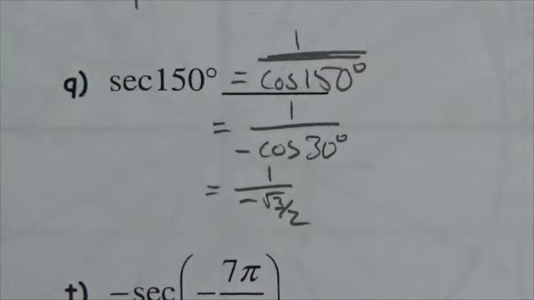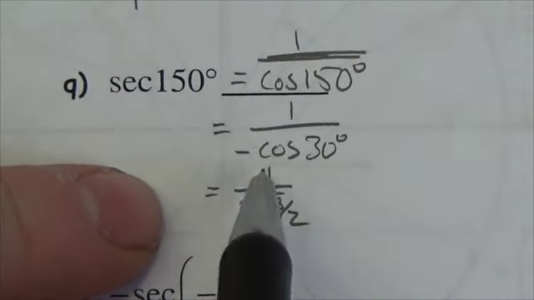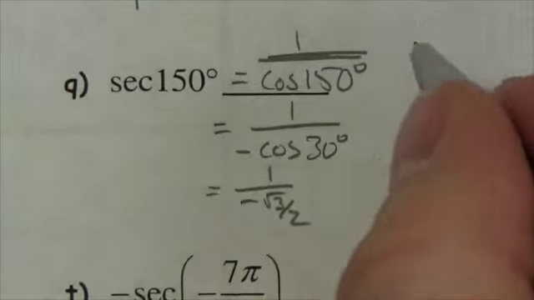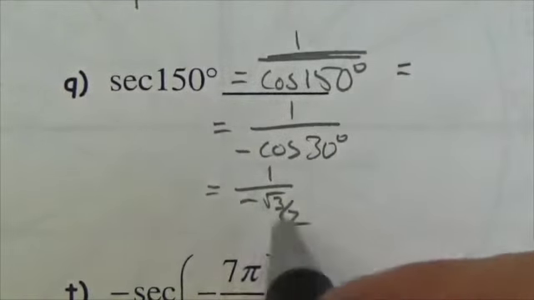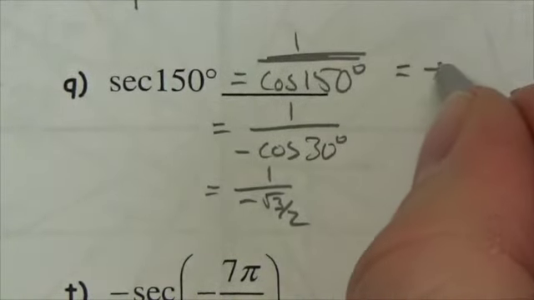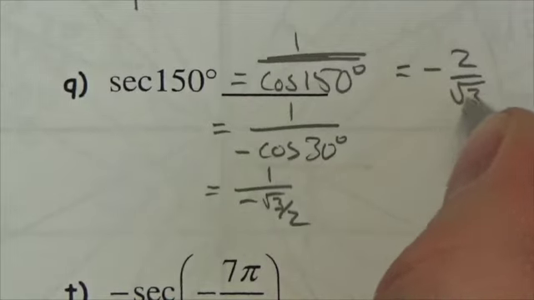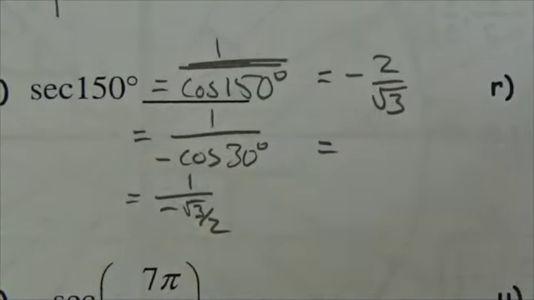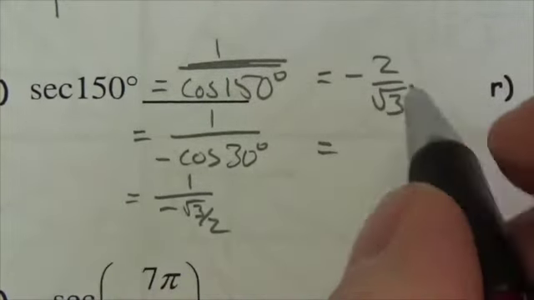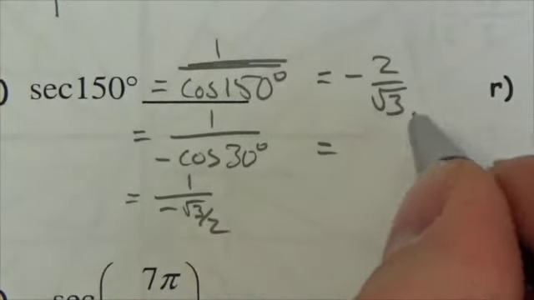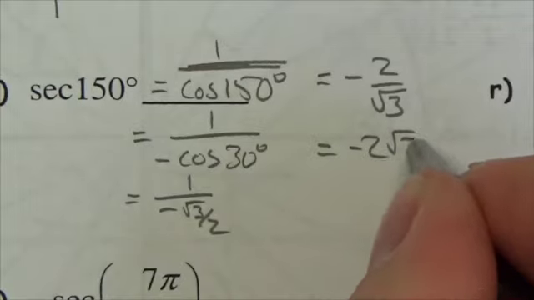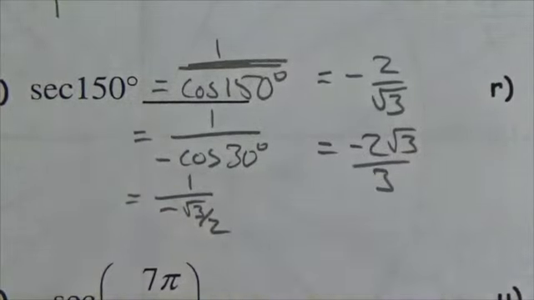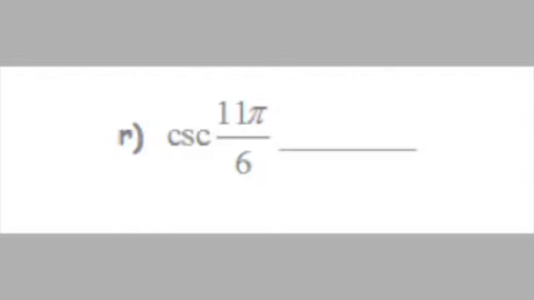Okay, now I'm almost done, not quite done. I've got 1 over negative root 3 over 2, so this is going to equal, okay, I'm going to multiply by the reciprocal, so it's going to be -2 over root 3. But I'm still not quite done because I'm probably going to be expected to rationalize that, which means I've got to multiply numerator and denominator by root 3, so -2 root 3 over 3, that's the one that I'm looking for.